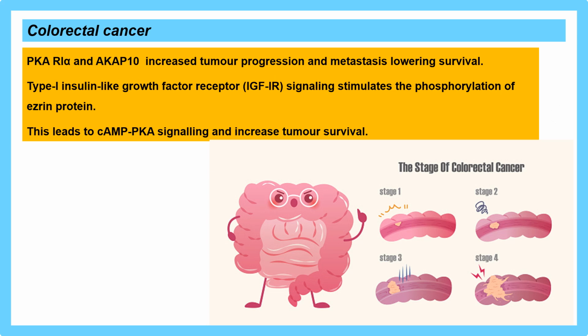Now with colorectal cancer, PKA RI alpha and ACAP10 mainly increase tumor progression and metastasis, lowering survival. Also, there's type 1 insulin-like growth factor receptor IGF-IR signaling, which stimulates the phosphorylation of a protein called ezrin. Now, when you have this protein ezrin being phosphorylated, that is what leads to the cAMP-PKA signaling and increases the tumor survival.